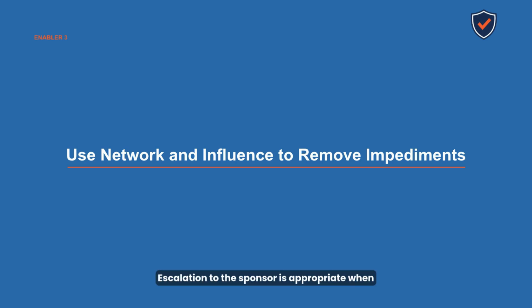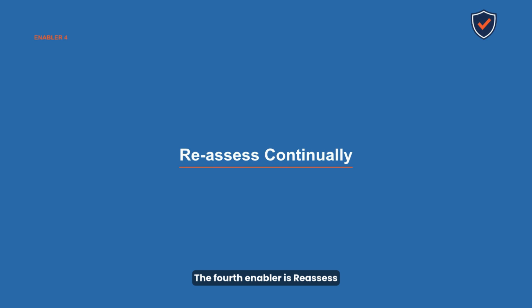Escalation to the sponsor is appropriate when the blocker is beyond the PM's authority to resolve, but the exam expects you to try direct resolution first before escalating. The fourth enabler is reassess continually to ensure impediments are being addressed.